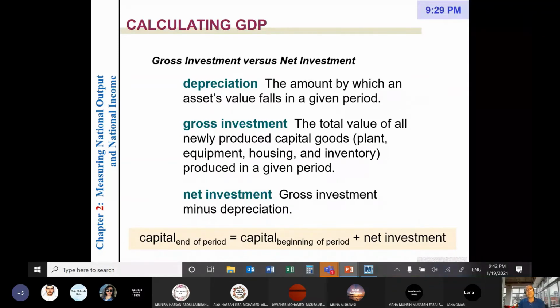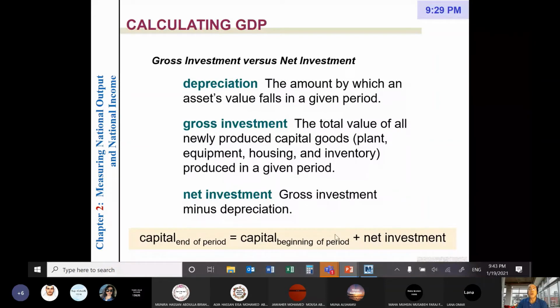See here for this interesting equation: capital at the end of the period. So let's take an example. Assume Alia Hassan has a Pepsi Cola factory. In the beginning of the year, she has 10 machines. So she spent her life to build the Pepsi-Cola factory, including 10 machines. Okay, what did she do during this year?